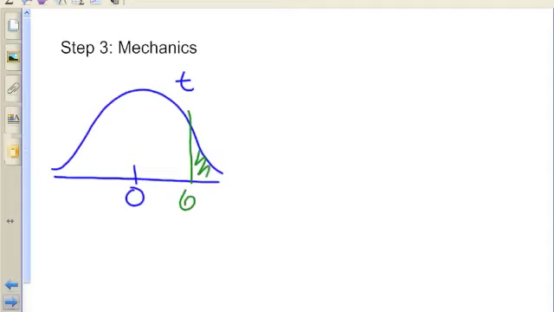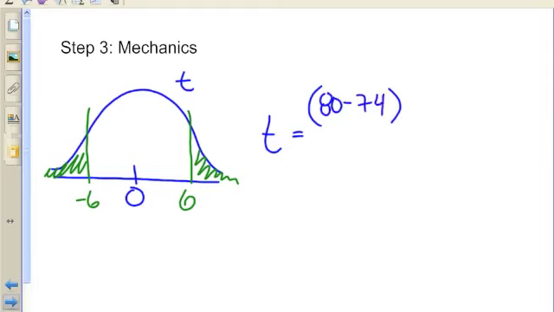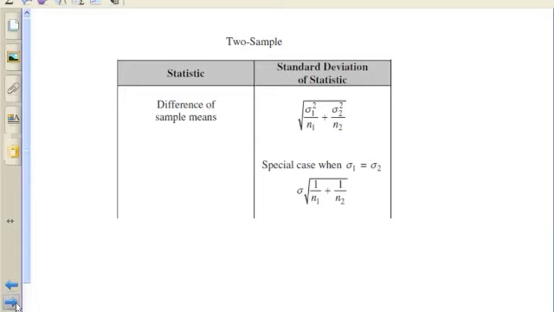We observed 6. Since it's a not equal to, we're just as interested in what would have happened if we'd observed -6. And we would compute our t-score this way. Whatever I observed goes first. I observed 80 minus 74. I observed that difference of 6. I subtract from it the mean of my t-distribution, and I divide it by the standard deviation. Okay, we keep changing standard deviation formulas, so let's check it out.